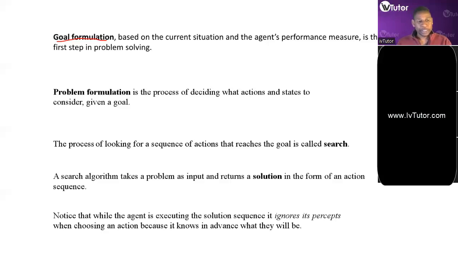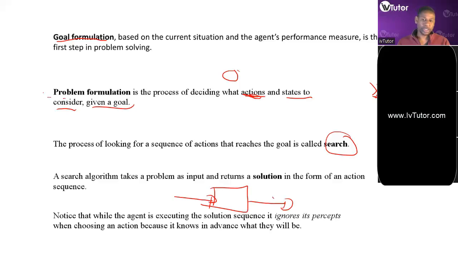So problem formulation is the process of deciding what actions and states to consider given a goal. We know we want to get to X, right? We are at O. How do we get to this goal? So that's problem formulation. And then the process of looking for these actions is called searching, which we're going to look at in the next class. And then a search algorithm is a black box that takes in a problem and gives out a solution, right?